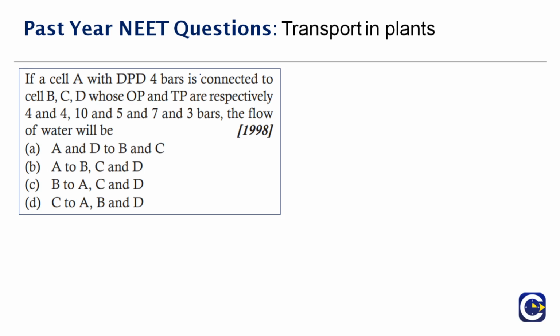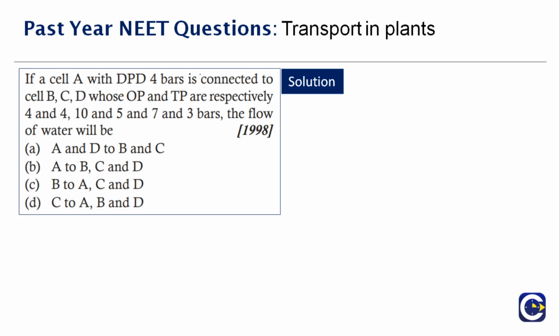Okay, let's read the question here. If a cell A with DPD 4 bars is connected to cells B, C and D, whose OP and TP are respectively 4 and 4, 10 and 5, and 7 and 3 bars, the flow of water will be. So how will the water be? Remember, when a cell is put in a hypertonic solution, what do you mean by hypertonic? A solution with high concentration of solutes.